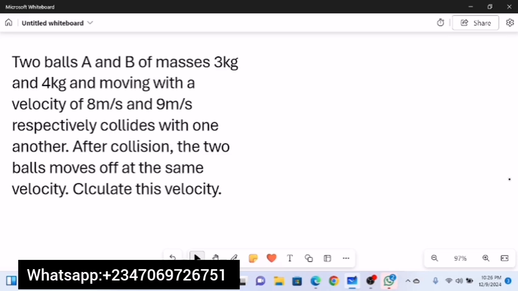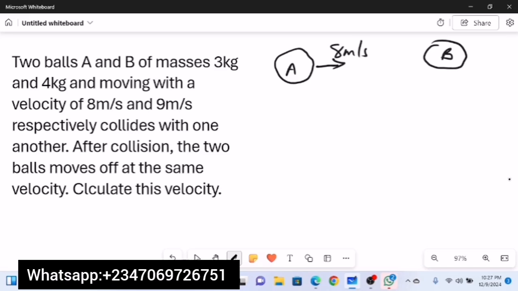So let's draw a pictorial diagram. That's how I love to solve my momentum questions. We have two balls, ball A and ball B. Ball A is moving with a velocity of 8 meters per second. Direction was not indicated, so let's simply say to the right. So we have 8 meters per second.